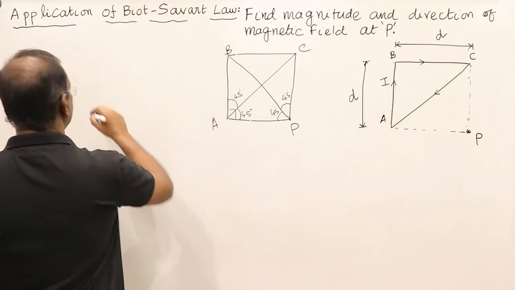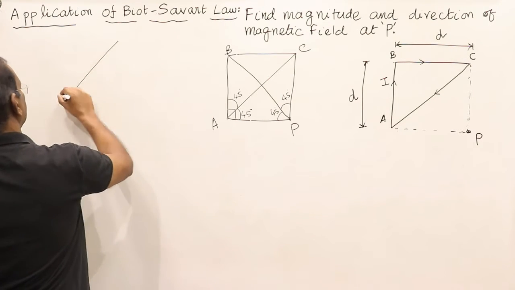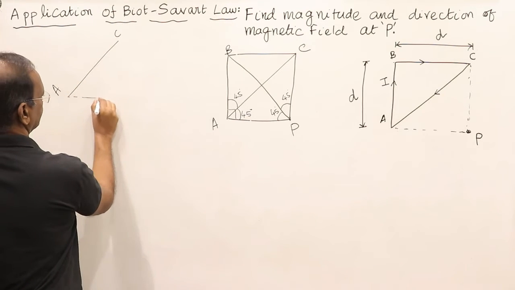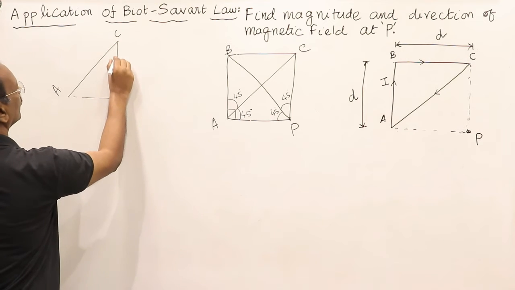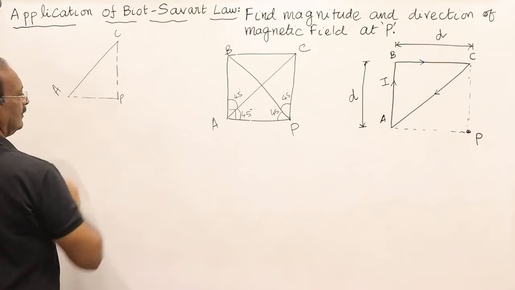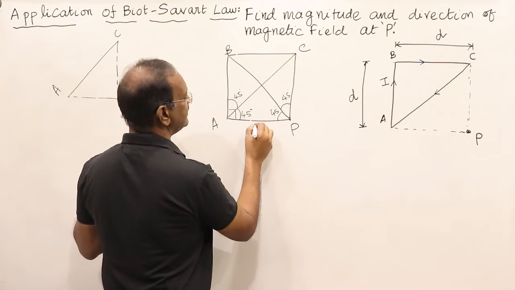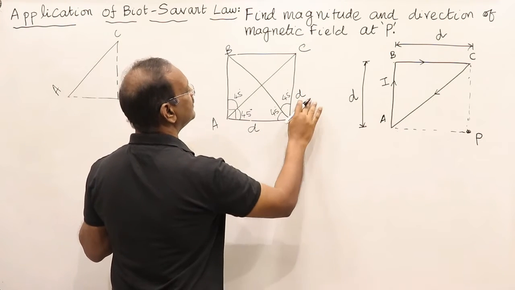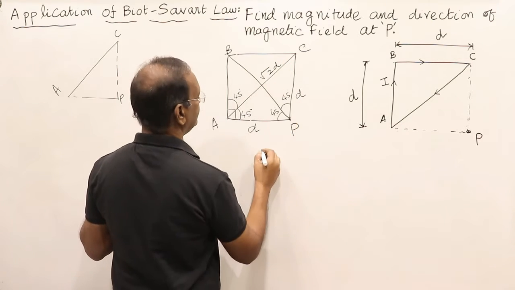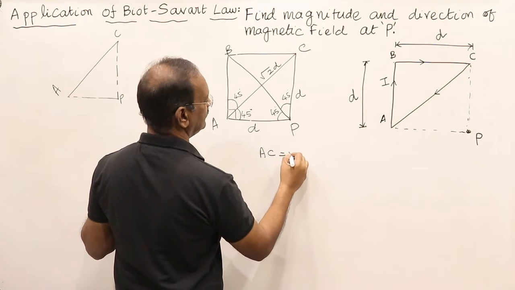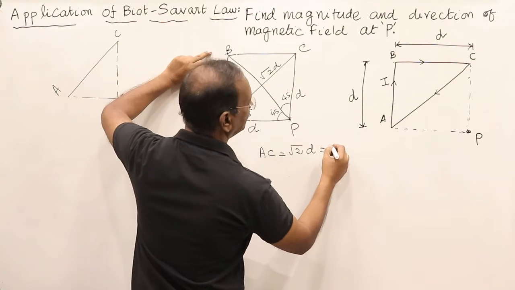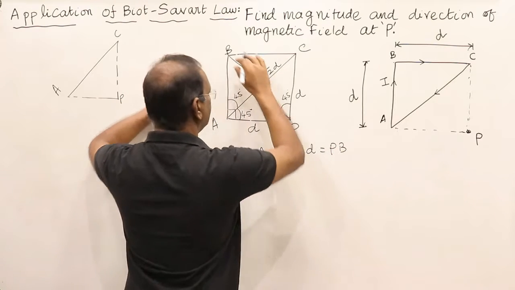Now let us consider this segment AC, and this is point P. What is this distance? This side is D, this side is D, so the diagonal is D square plus D square under root. This side is root 2 D. That is AC is equal to root 2 into D, which is also equal to BP, because this distance is also the same.